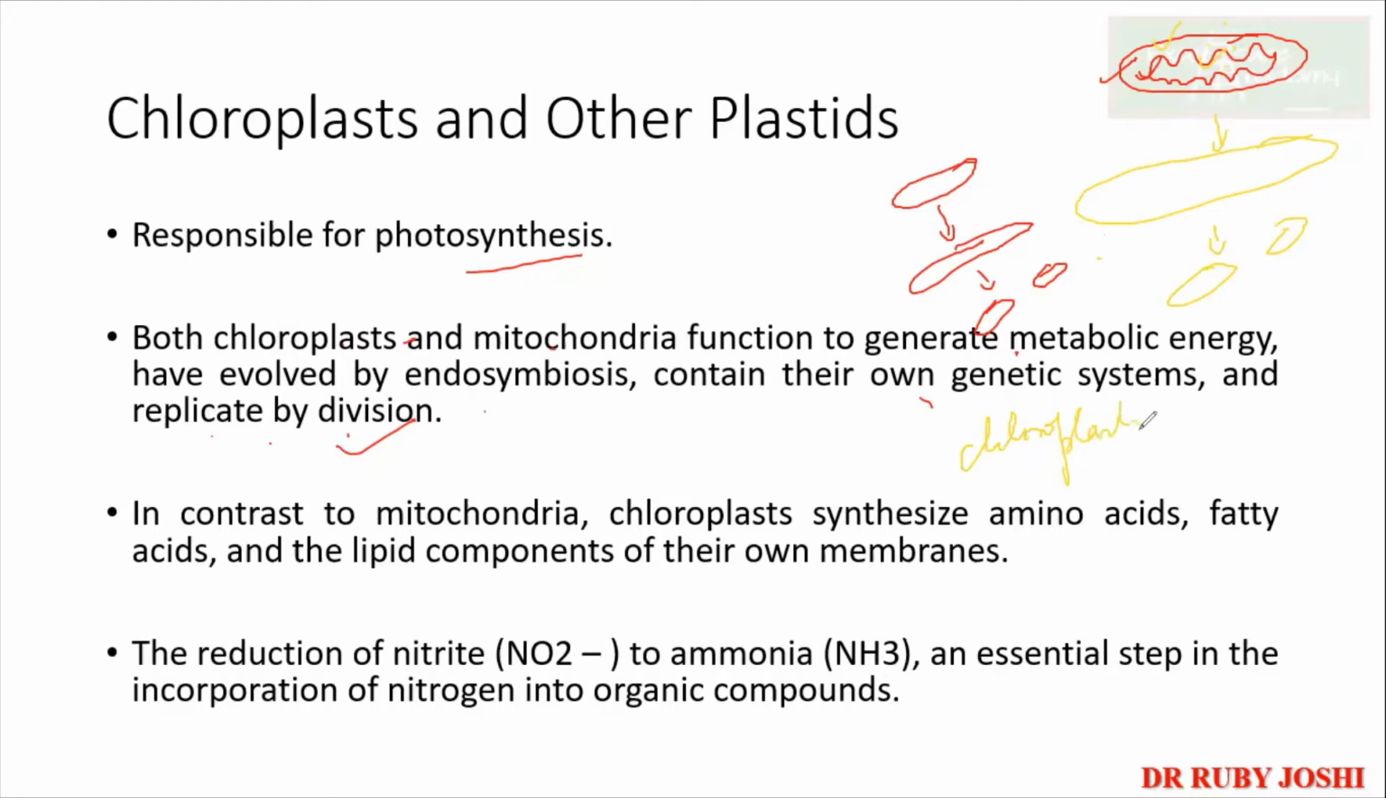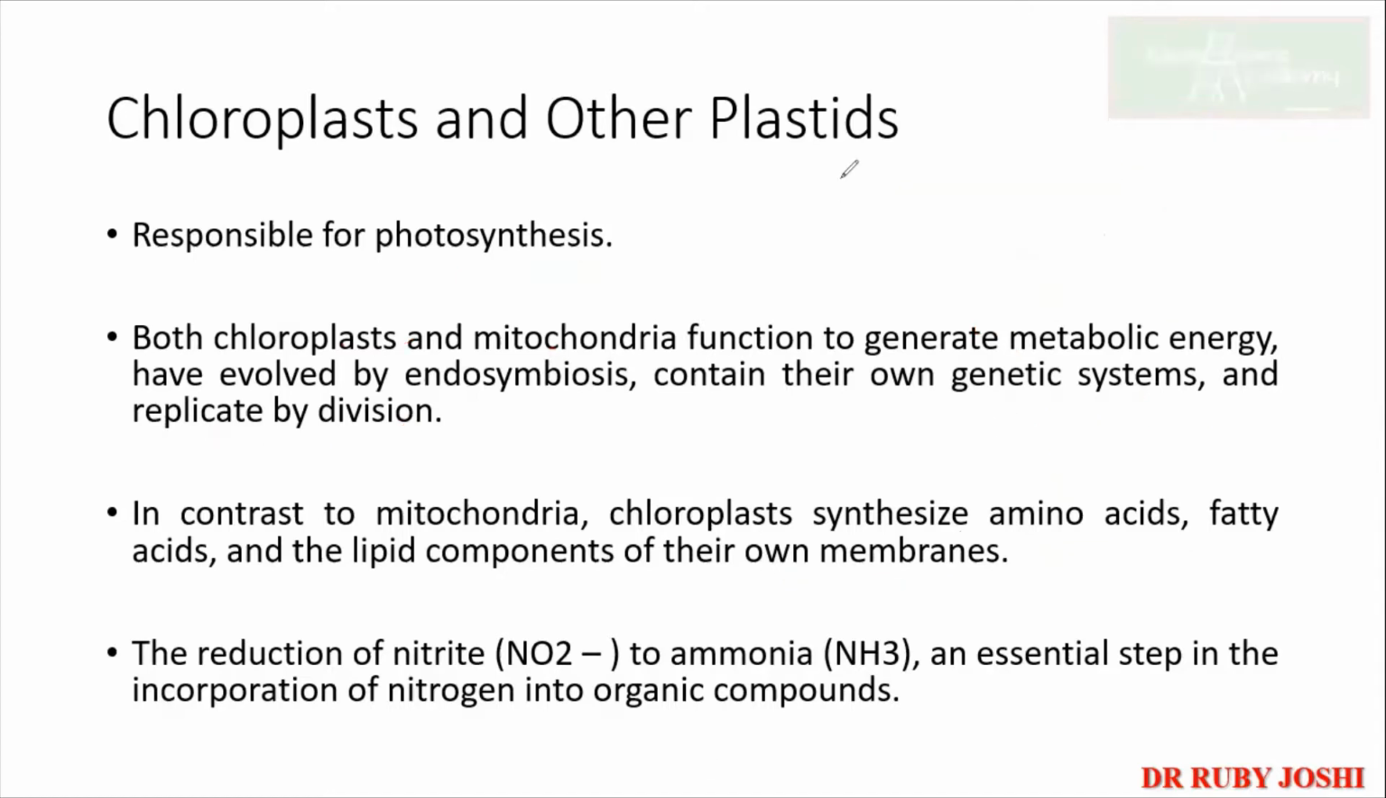Now, in contrast to mitochondria, chloroplasts synthesize their own amino acids, fatty acids, and lipid components for their own membranes. The reduction of nitrite to ammonia is the essential step that leads to the incorporation of nitrogen, and that's how the main step of synthesis initiates. Since it can incorporate nitrogen into ammonia, that's the beginning step of amino acid synthesis. When amino acids and fatty acids are being synthesized, the chloroplast is definitely meant for food resource availability.